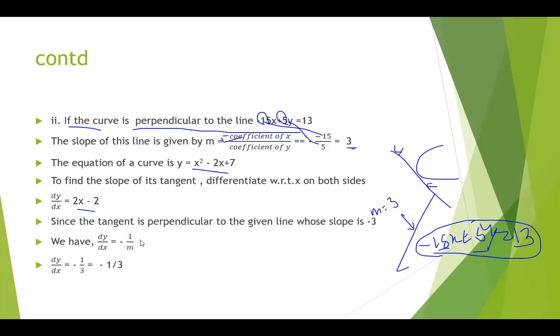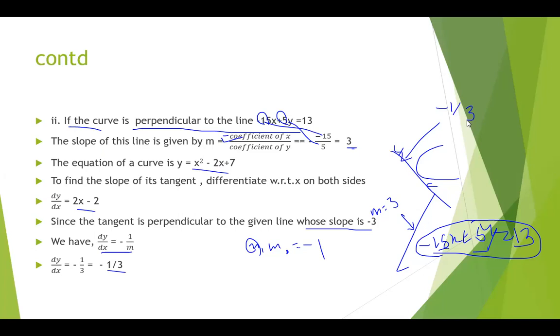Now, since the tangent is perpendicular to the given line whose slope is minus 3, I can have the product of the slopes m1 into m2 is minus 1. So like that, dy by dx is minus 1 by m. Our m1 is dy by dx here, minus 1 by m. So thus, the slope of this line, the required line, is minus 1 upon 3.